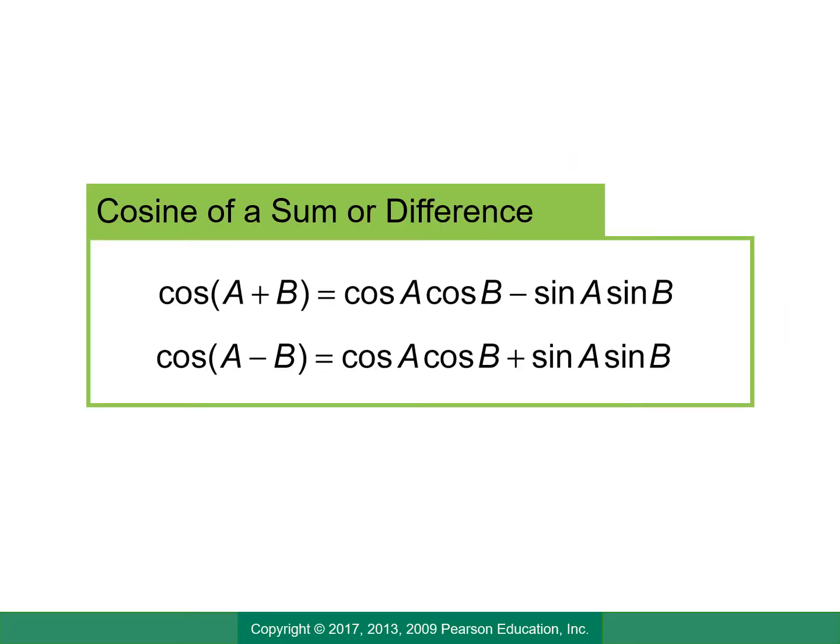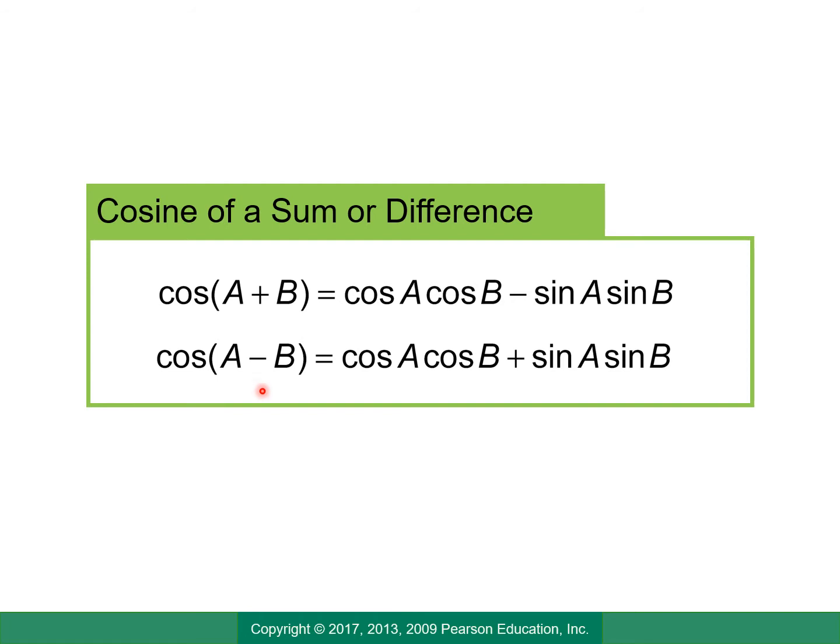Okay, so here are the two identities. Notice what you have on the left. You have cosine of a plus b. So you can think of that as the sum of two angles, and then you're taking cosine of that sum. And then also on the left, cosine of a minus b, so the difference of two angles. That's why it's called cosine of a sum or difference.